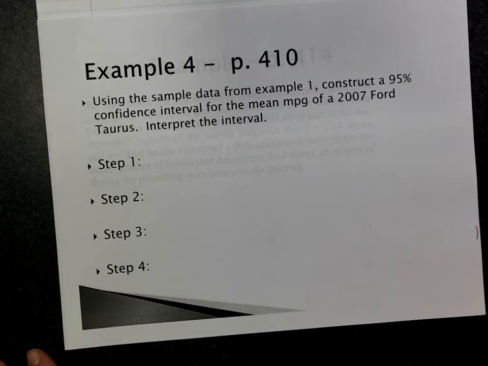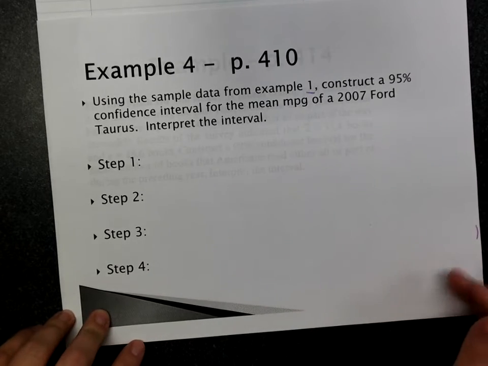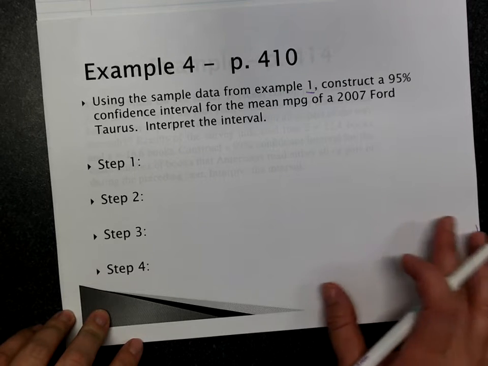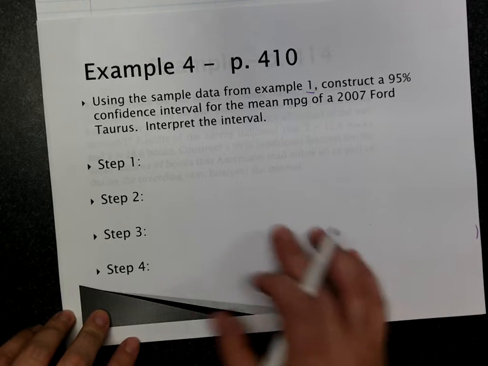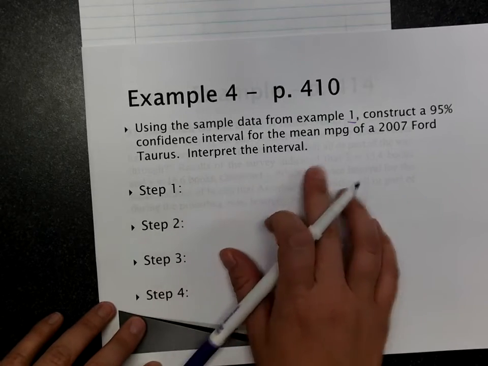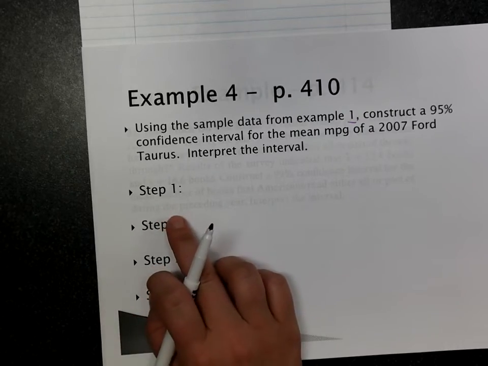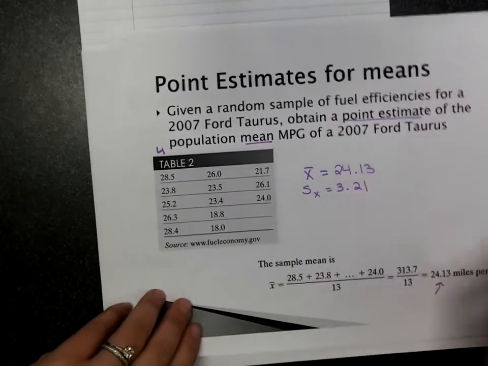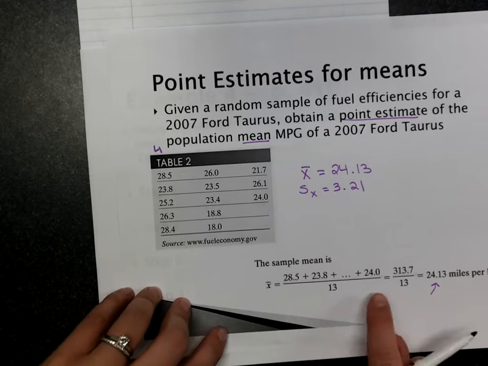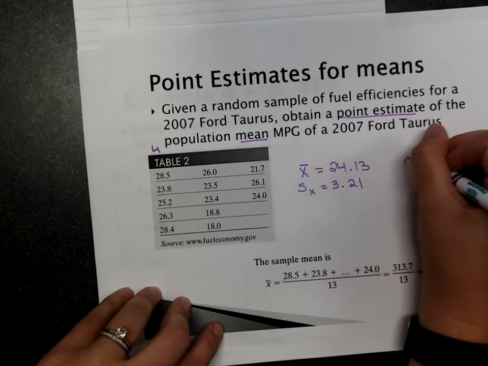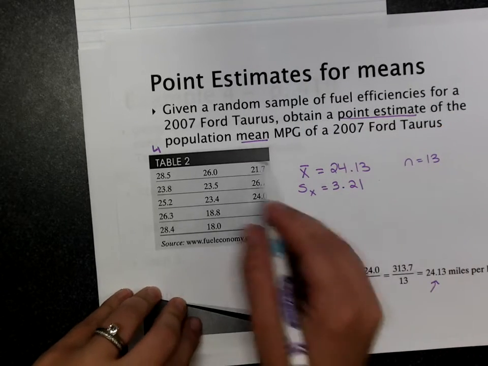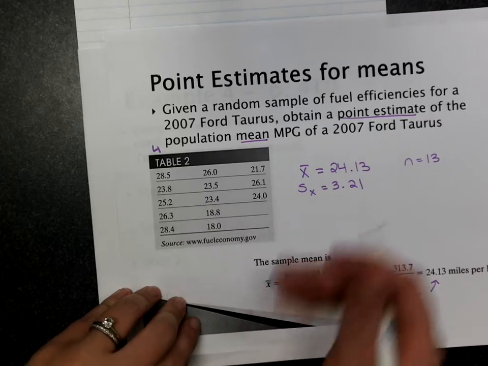So let's run through this with an example. Using the sample data from example 1, construct a 95% confidence interval for the mean miles per gallon of a 2007 Ford Taurus and interpret the interval. So step 1 is to check your assumptions. This is using this original data. We only have 13 in our sample, so our sample is not big enough to say that it's normally distributed.